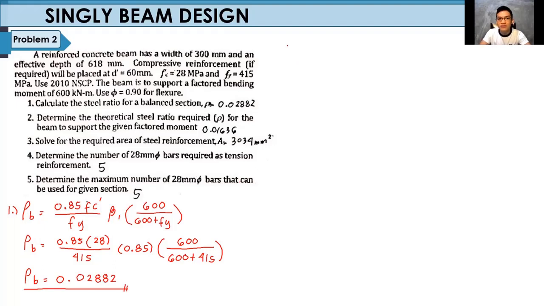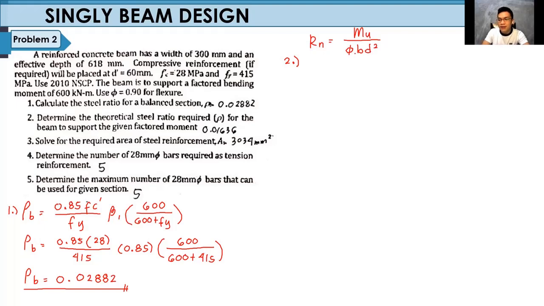Okay, so proceed tayo without much further ado. For number 2, sabi dito, determine the theoretical steel ratio required na rho for beam to support the given factored moment. So, therefore, we will respect our given factored bending moment. Hahanapin po daw natin yung rho actual natin. No? So therefore, ano yung formula natin for our actual na rho? That is, kukunin muna natin si Rn. Di ba? Pagkuha natin si Rn, yung another formula naman, kukuha natin. Sulat muna natin yung formula ni Rn. That is equivalent to Mu divided by phi b d squared.